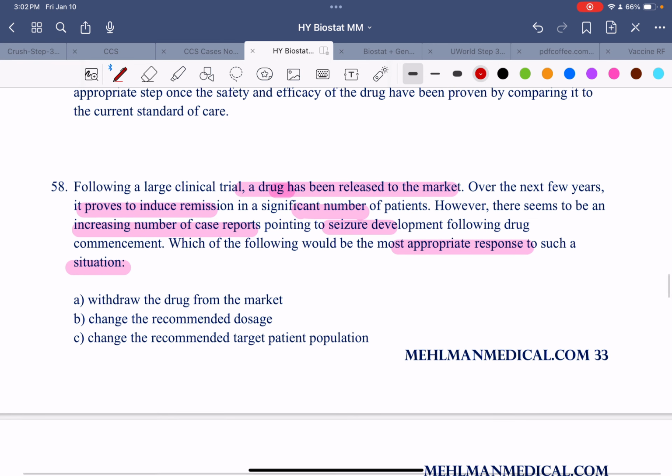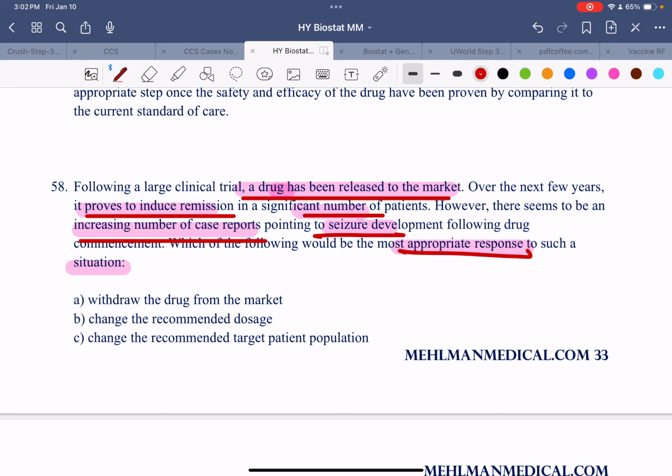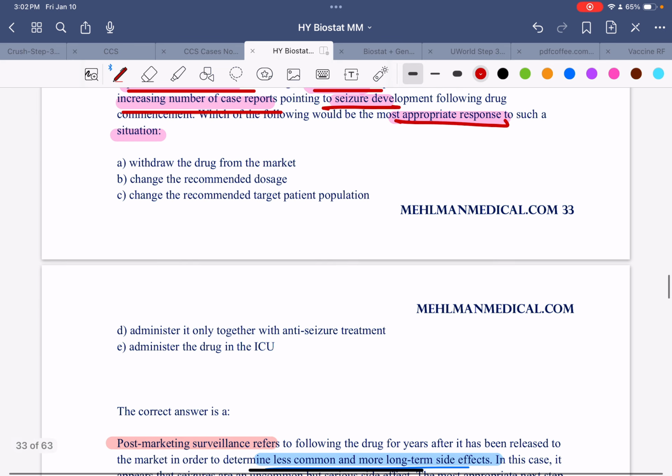Following a clinical trial, the drug has now been released to the market. It proves that it induces remission in a significant number of patients. But there is another thing. There is an increased number of case reports of seizure development. So what's the appropriate response to it? We are going to withdraw the drug from the market. The correct answer is A.